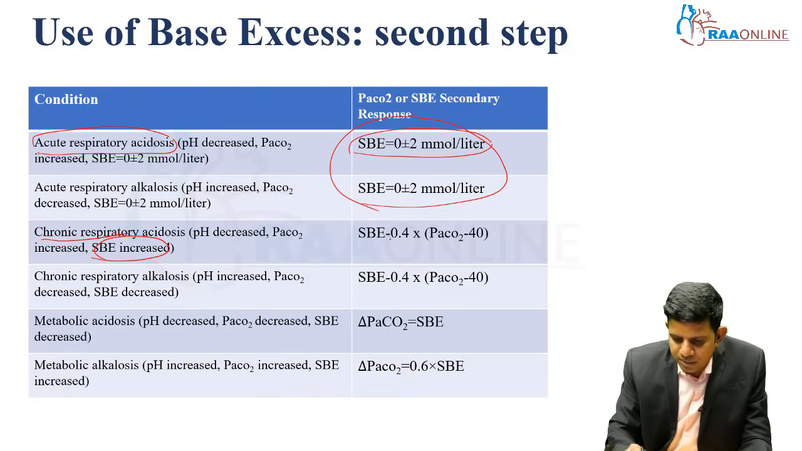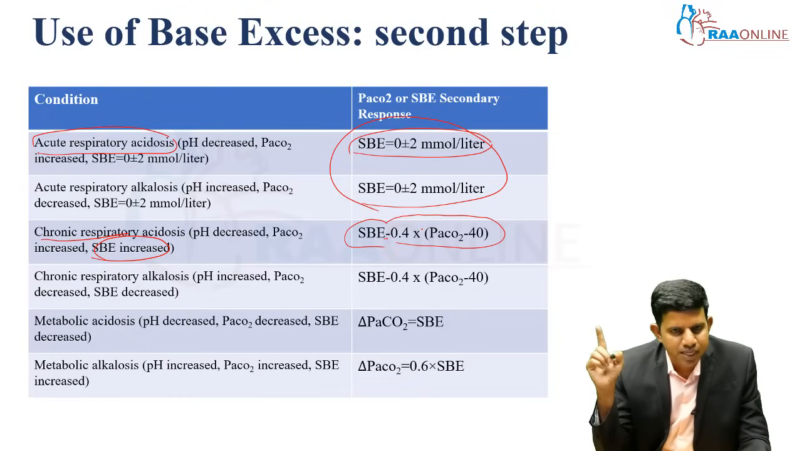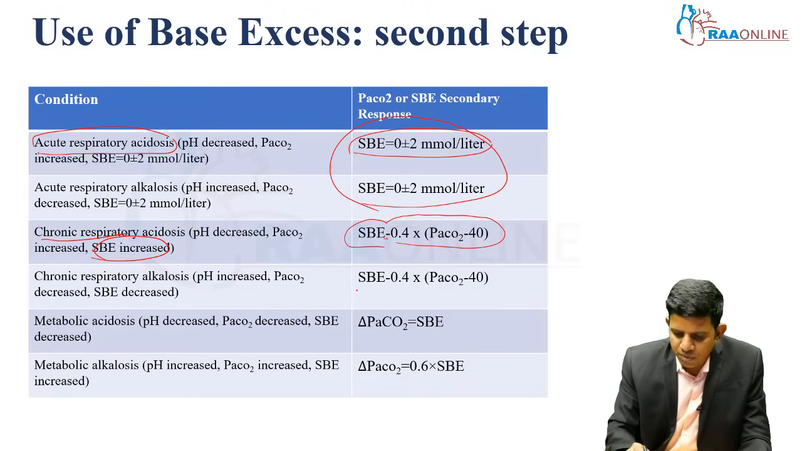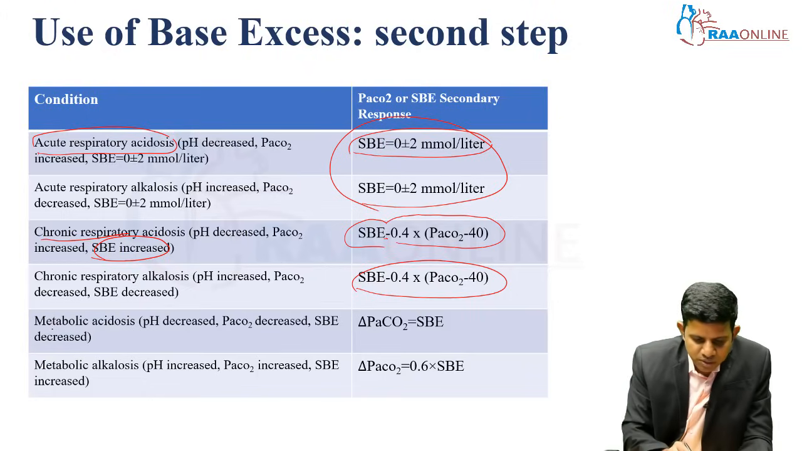There are some formulas to calculate that. It is 0.4 times (PCO2 minus 40), which gives the change in your standard base excess. For chronic respiratory alkalosis, you can use the same formula to see the secondary response in the standard base excess. For metabolic acidosis, what will happen?